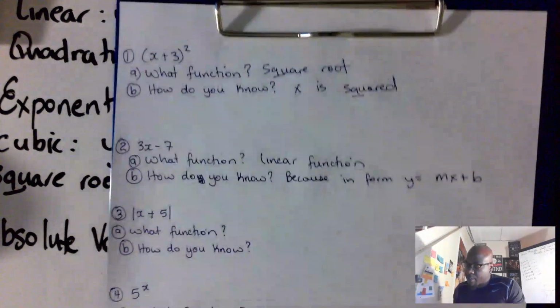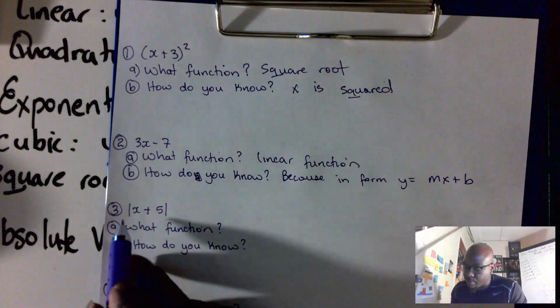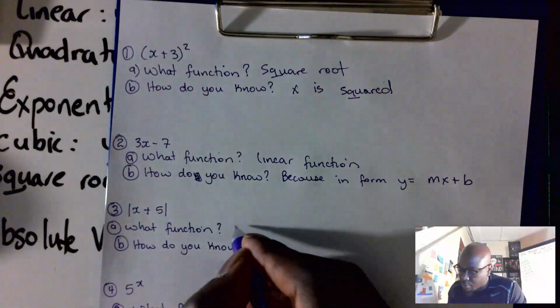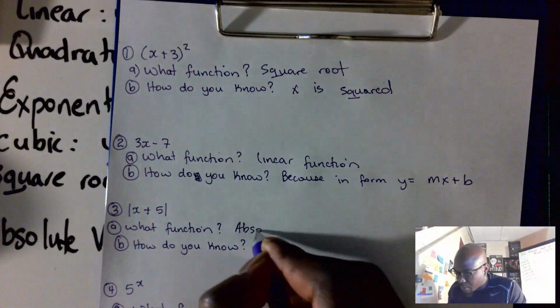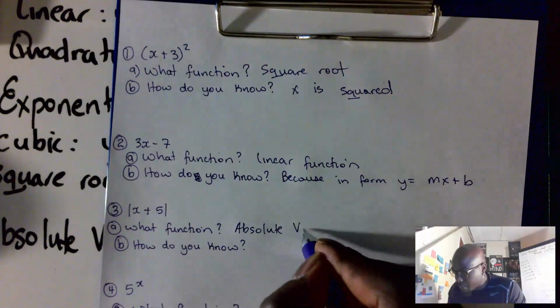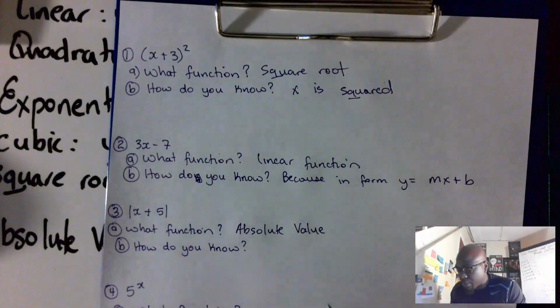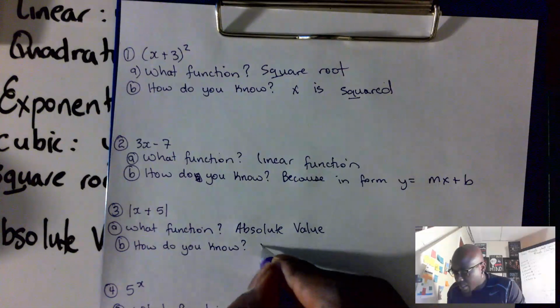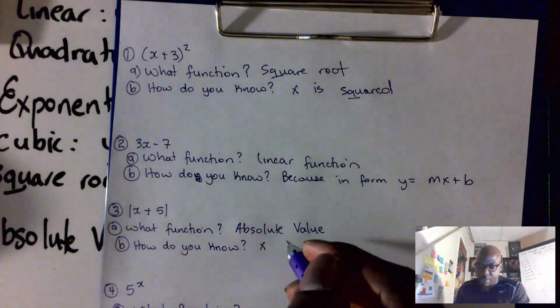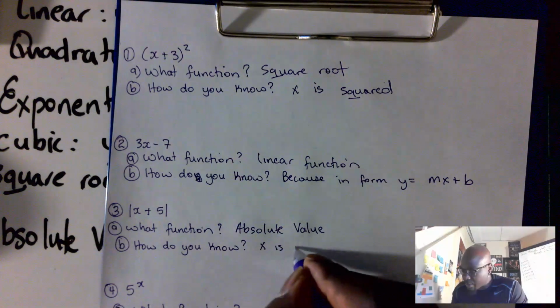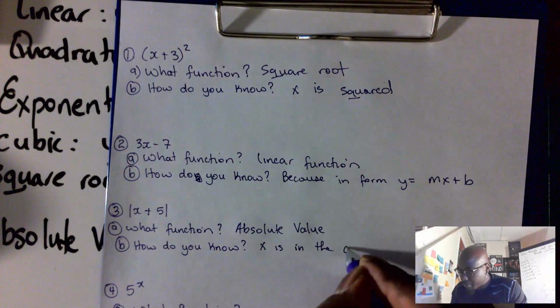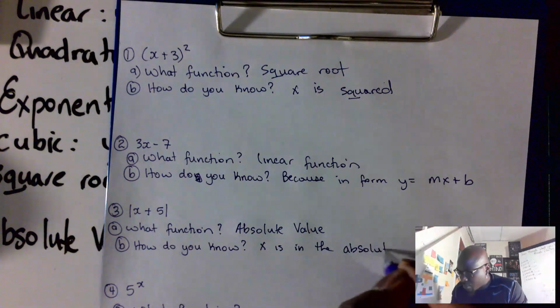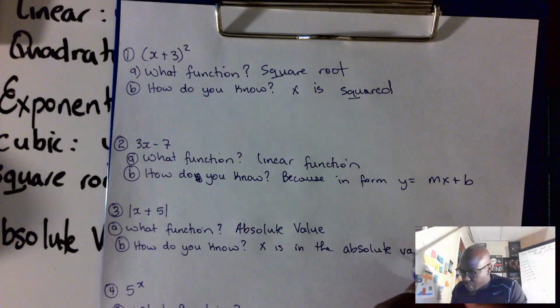All right, the next one, again, this one is pretty simple. It is an absolute value function. Absolute value. And how do I know this? Because x is in the absolute value bracket.